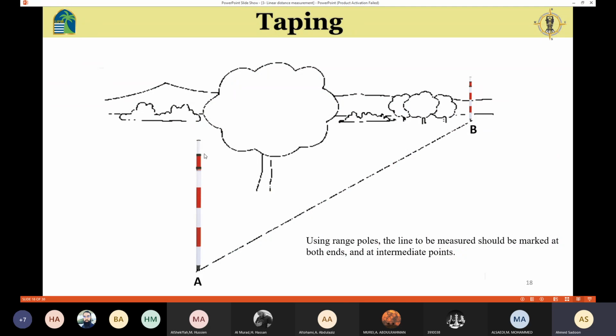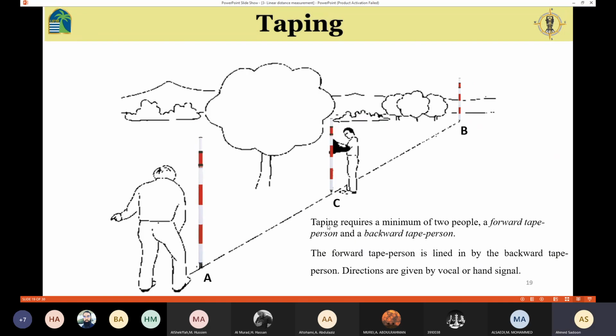First, we need to put one at the first point and at the last point. Then I'm going to create the first midpoint. Of course, in this process we need at least two persons. This one is the backward tape person, and this one is the forward tape person. Now we create the first intermediate point.